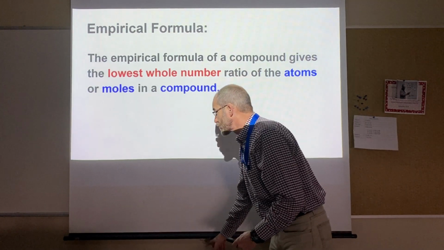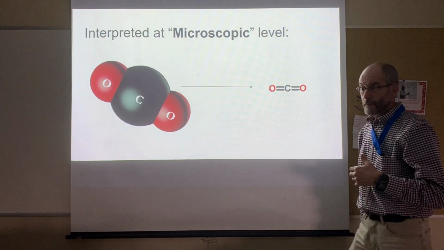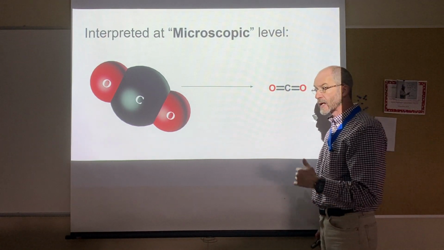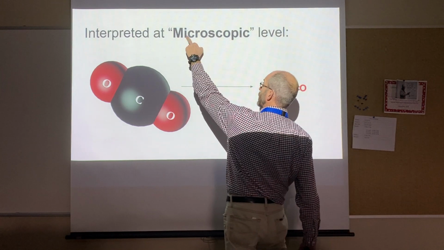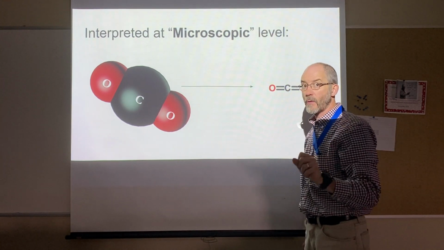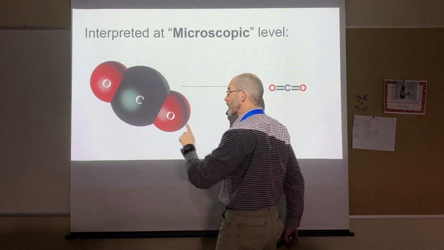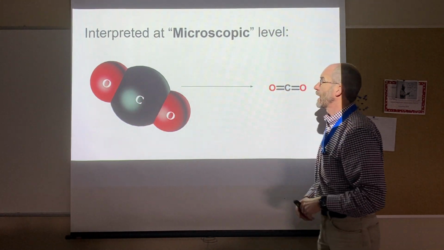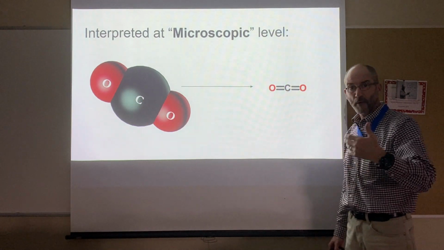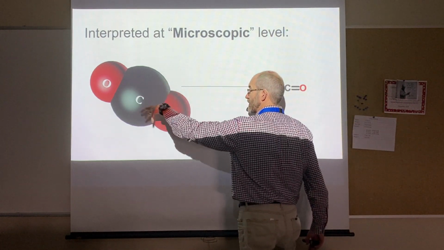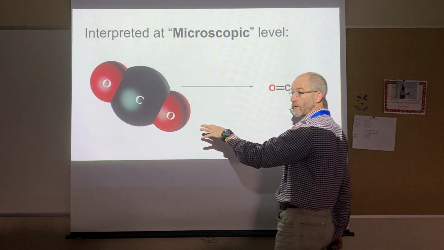So we can interpret this empirical formula, as we mentioned earlier, at what we call the microscopic level, and come on, micro would be small, right? What do I have right here? I have one molecule of carbon dioxide. So I could interpret this empirical formula at the microscopic level, which would be all the way down, in this case, to the molecular level.